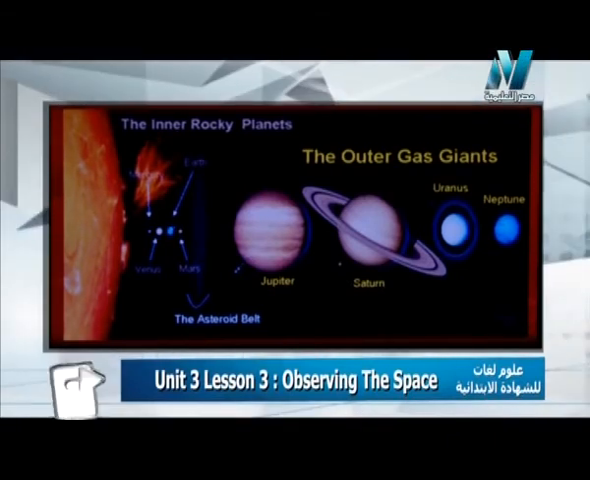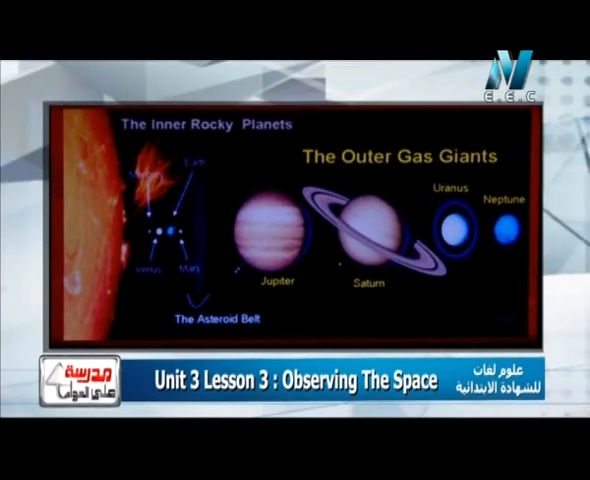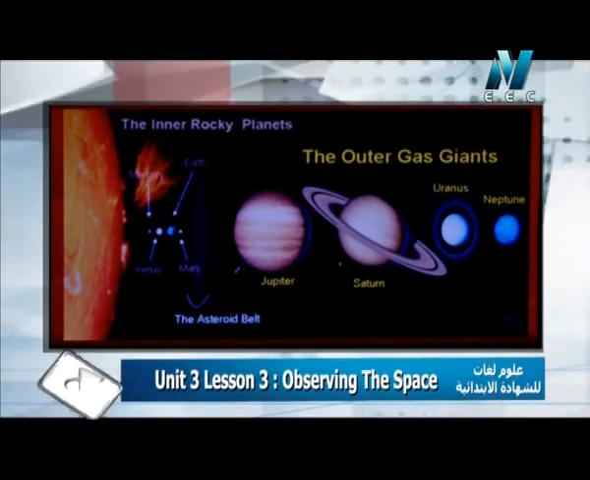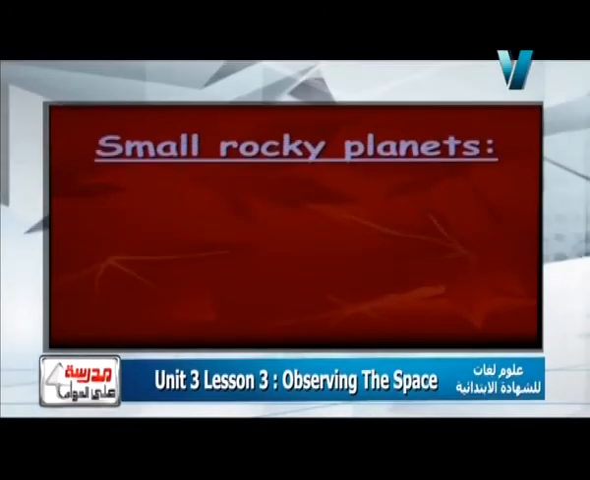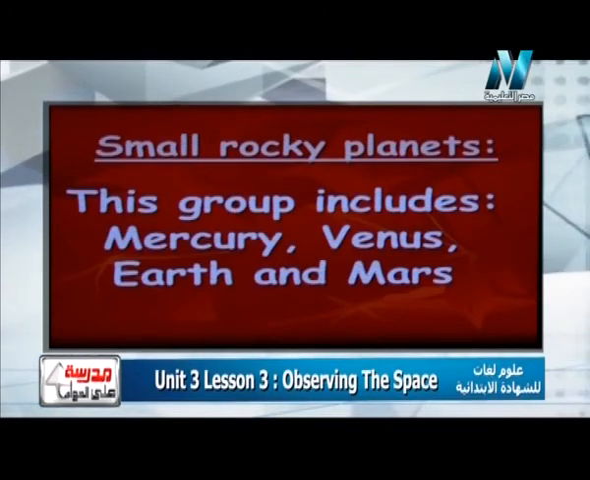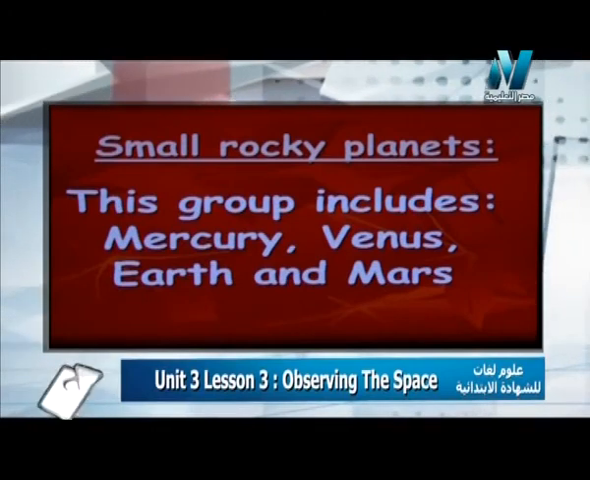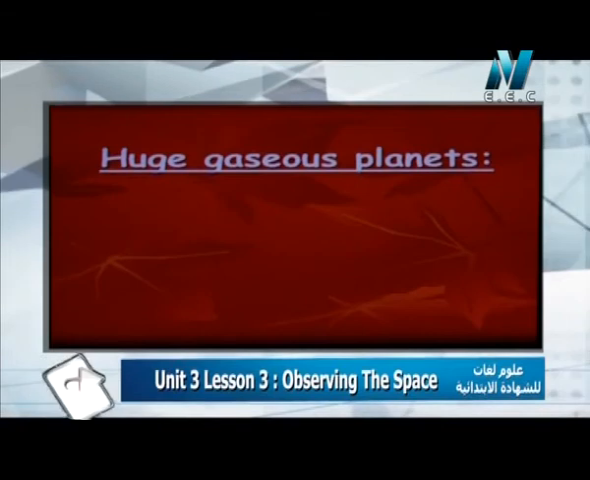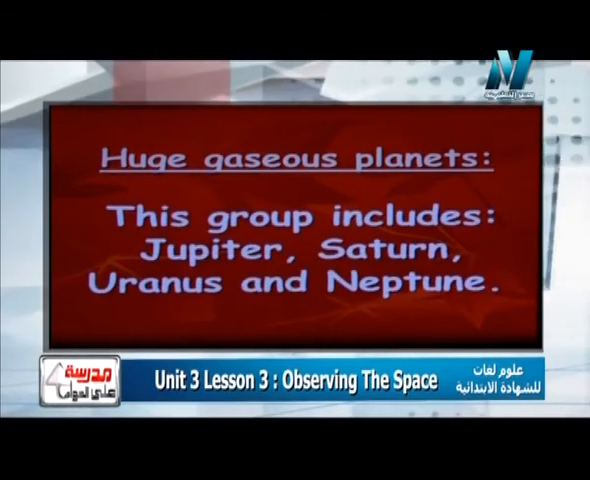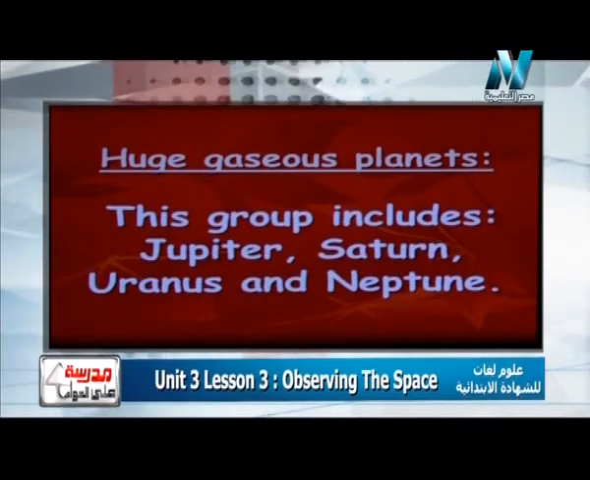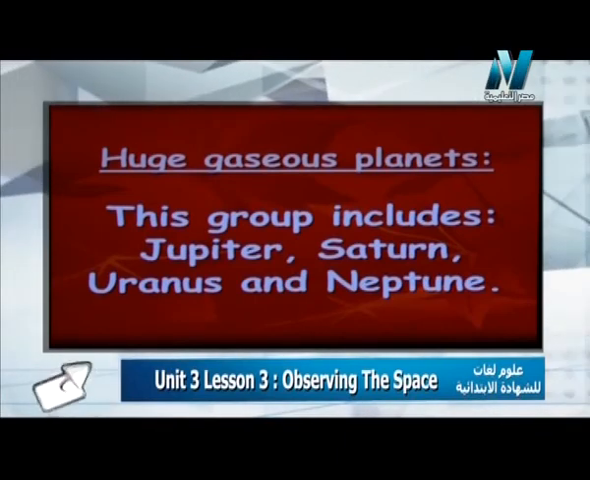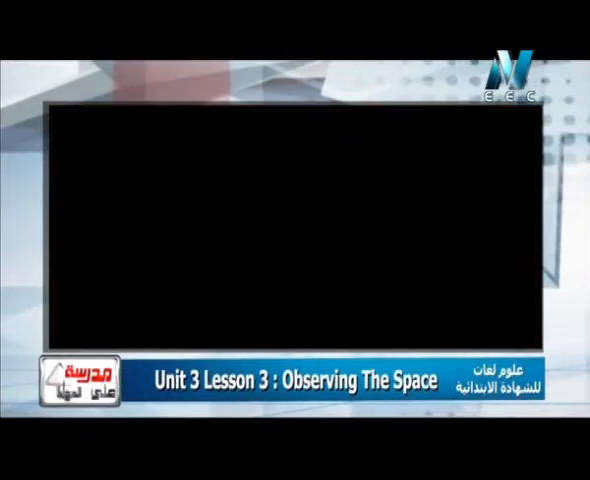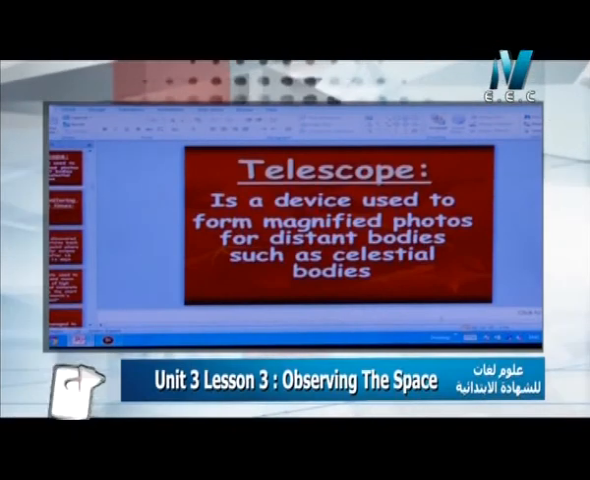But what about the outer planets? They are very huge planets like Jupiter, Saturn, Uranus, and Neptune. So the small rocky planets include Mercury, Venus, Earth, and Mars. What about the huge gaseous planets, the outer planets? They include Jupiter, Saturn, Uranus, and Neptune.